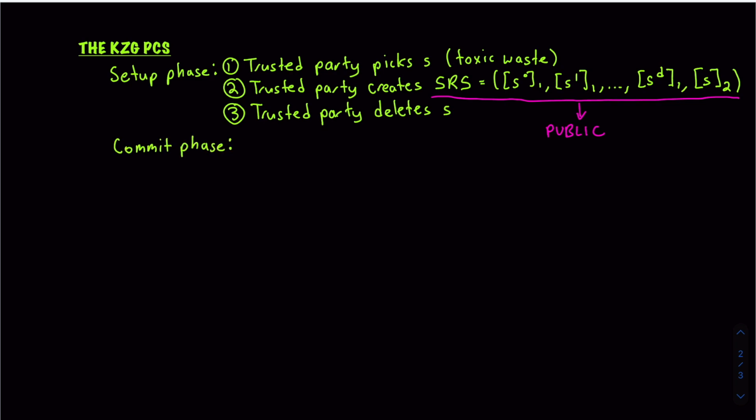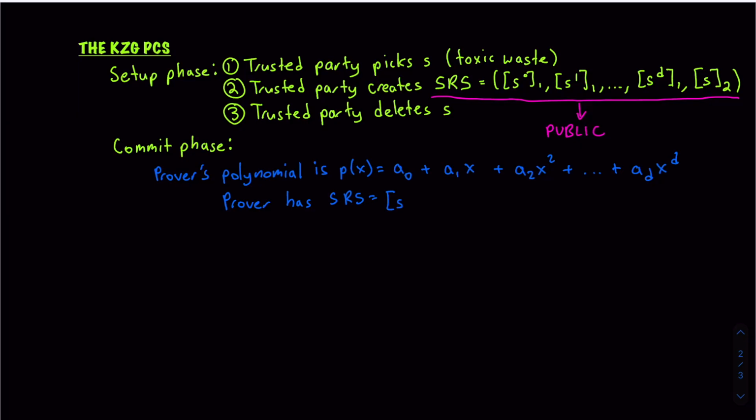Let's say the prover wants to commit to a polynomial p of x, which equals a0 plus a1 times x plus a2 times x squared plus so on up to ad times x to the power d, where the a's are the coefficients of the polynomial. The prover takes each coefficient and multiplies it by the corresponding elliptic curve point in the SRS for G1. Concretely, they will take a0 and multiply it with s to the power 0 sub 1, and multiply a1 with s to the power 1 sub 1, and multiply a2 with s to the power 2 sub 1, and so on, and add all these terms together.